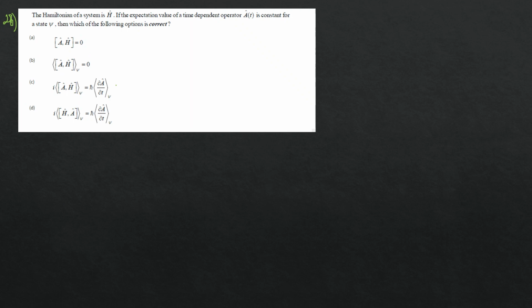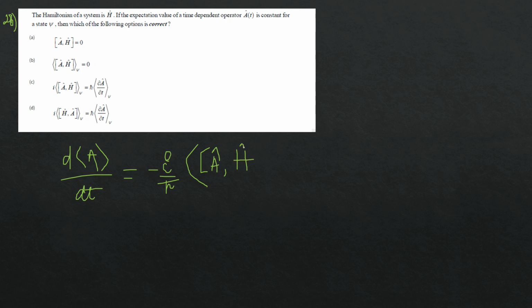So see, expectation value of A, okay, rate of change of expectation value we know. That is d expectation value of A by dt is equal to how much? Is equal to minus I by h cut. You remember this? Minus I by h cut. Okay. And expectation value of commutation of A and Hamiltonian. This is called what? Ehrenfest equation. Plus expectation value of del A by del t.